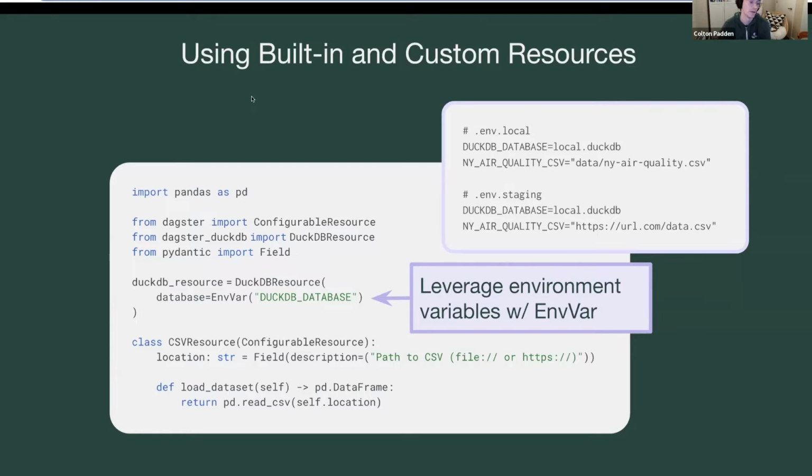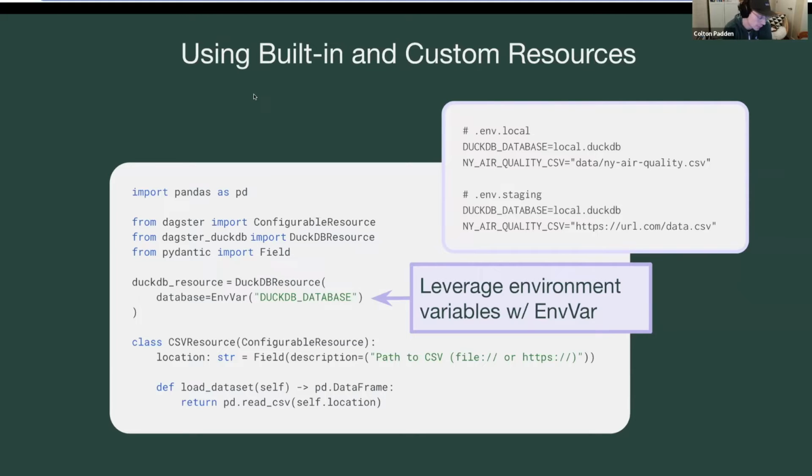Below that, we're defining our own custom CSV resource. And this is a super simple example, but we're inheriting from configurable resource. We're defining an attribute on it called location. This will be the path to our CSV file. And then we're defining a method called load dataset. And this just takes that CSV path and loads it into a pandas data frame.